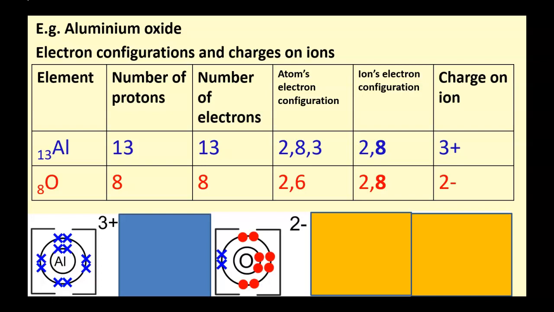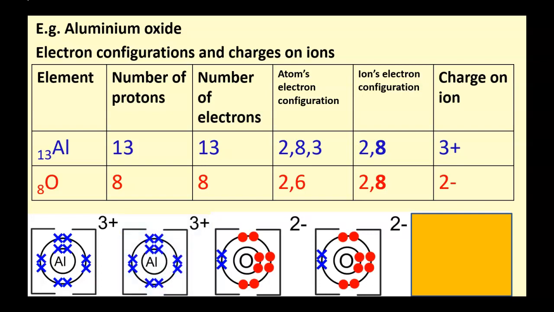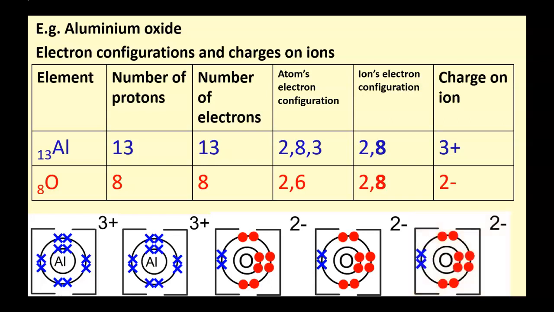Now we could carefully work out how many of each ion we need to balance it. So we've got 3 plus and 2 minus. We still need some more negative ions. We now have more negative ions than positive ions, so we add some more positive ions. So we've got 6 positives which aren't counteracted by 6 negatives, so we'll need a third oxide ion.